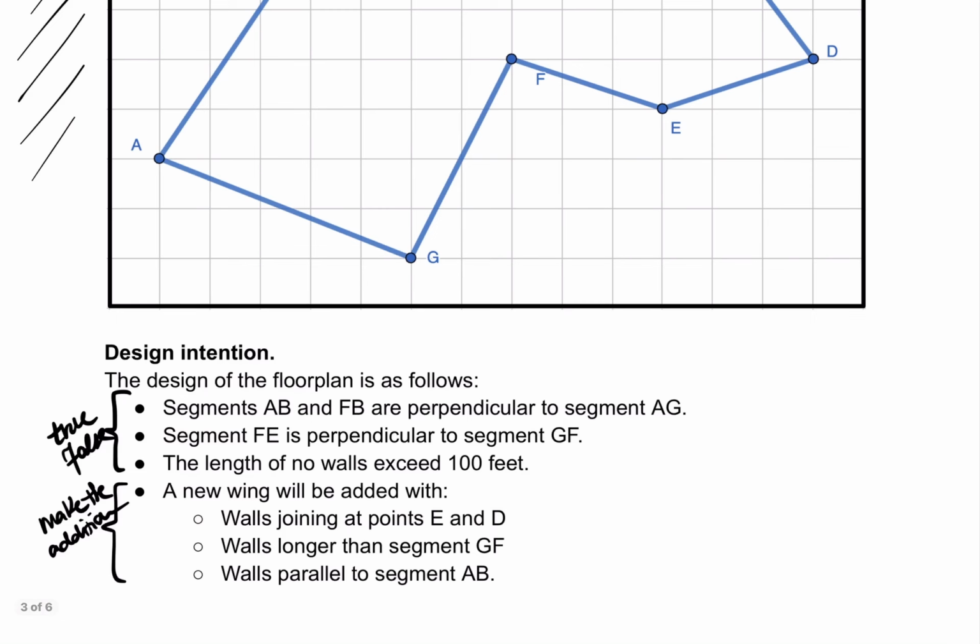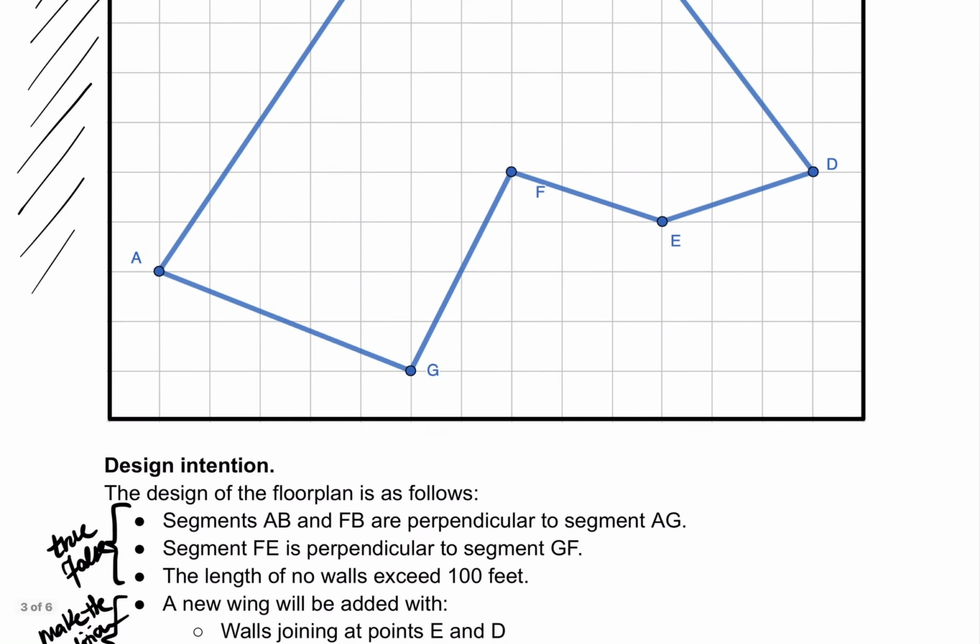Segments AB and FB are perpendicular to AG. So first, I was going to prove this true or false. Let's look at segment AB. Here's AB right here. Then let's look at segment FB. AB and FB are perpendicular to AG. It's supposed to say FG. Sorry guys, this is supposed to say FG here. They're perpendicular to AG, and AG is shown here. Now these may look pretty close to perpendicular, especially this one, but it's not quite perpendicular.